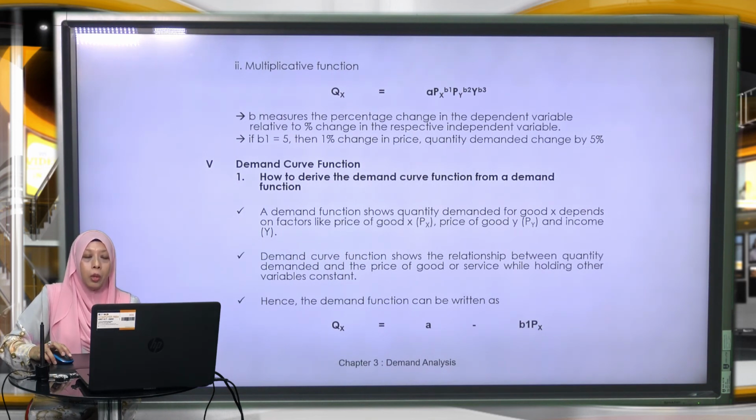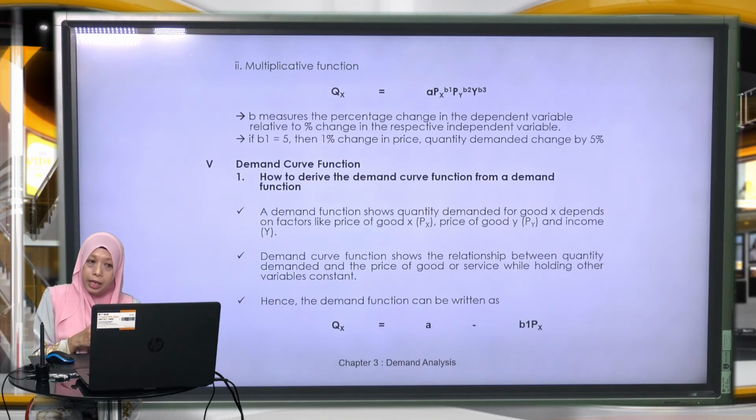When we talk about the demand curve function, it is simply an equation that shows the relationship between the price of a product and the quantity of that particular product. So there is a difference. Bear in mind that a demand function is the long function. It shows the relationship between quantity demanded and all the factors that influence it. But the demand curve function shows the relationship between quantity demanded and its own price. All the other factors influencing it are held constant.